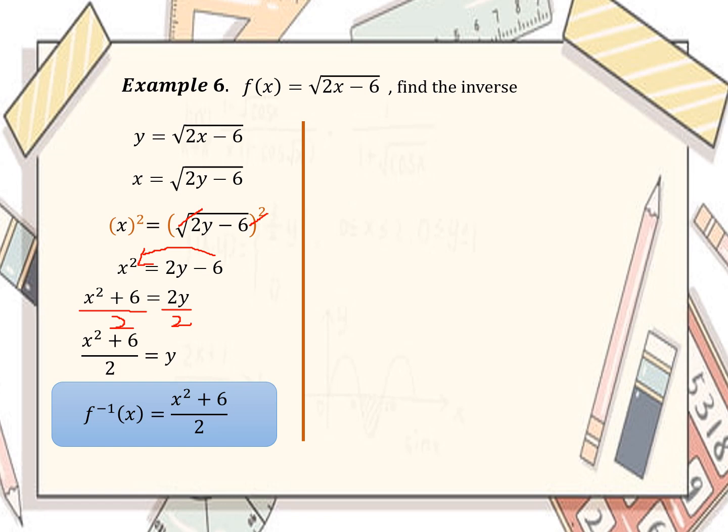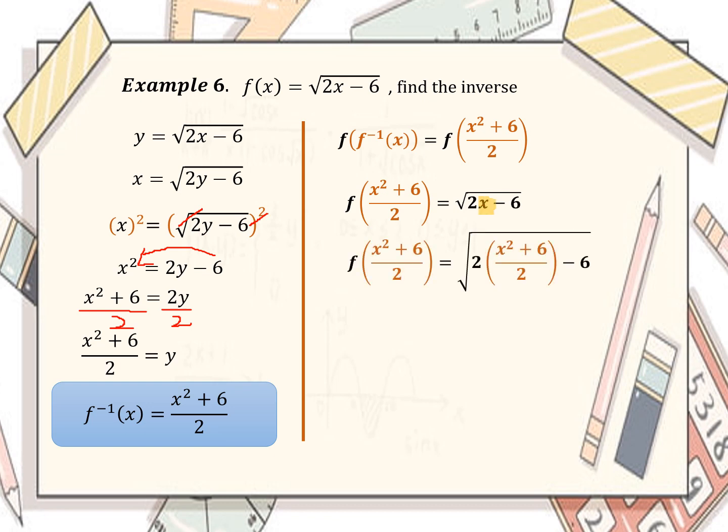Okay, now let's check if tama ba itong nakuha nating inverse. So, palitan natin yung magiging x doon kay function f, nitong nakuha nating x squared plus 6 over 2. Okay, so substitute na natin si inverse dito kay x na nasa loob ng ating radical sign or ng square root. So, ang magiging equation is square root of 2 times x squared plus 6 over 2 minus 6.